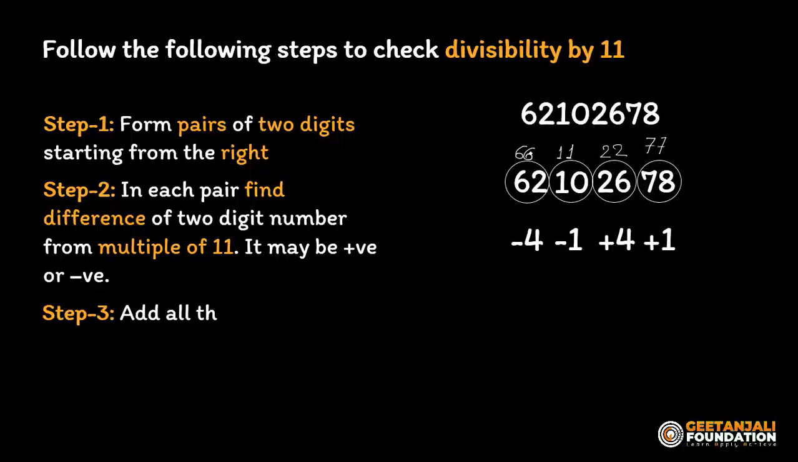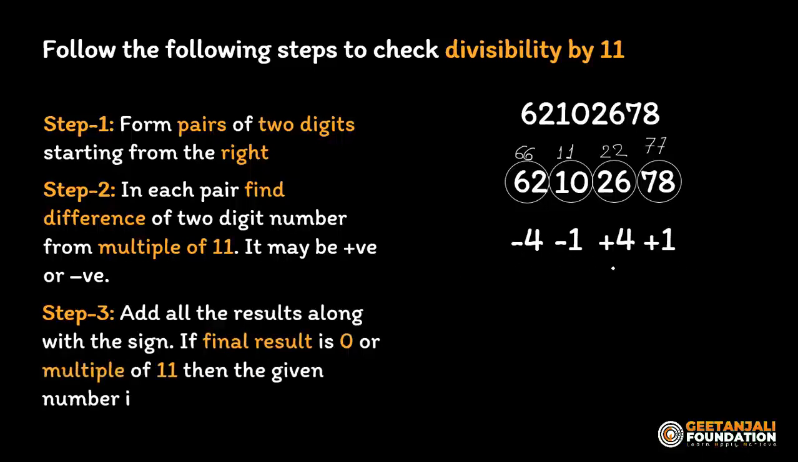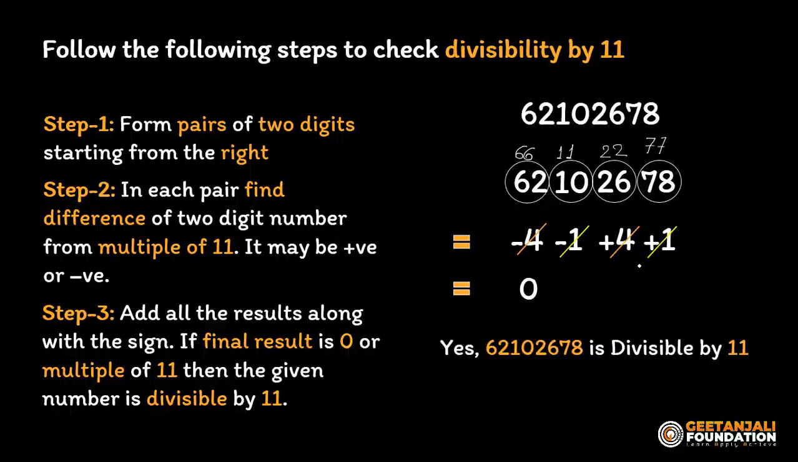In the next step, we add all these differences. It means we will add all these numbers along with their signs. If one is negative and the other is positive, they will get cancelled. So we have added and we found the sum is 0. If the sum of these differences is either 0 or a multiple of 11, then the given number is divisible by 11. Here our sum is 0. So the given number 62102678 is also divisible by 11.